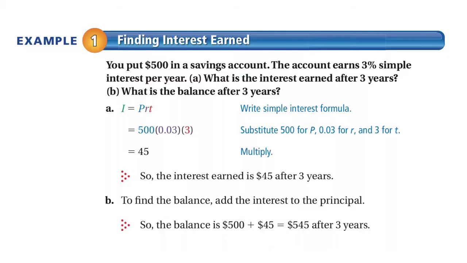What is the balance after 3 years? Well, you put in $500 and they've given you $45 in interest. So you put those two amounts together, bam, after 3 years, you have $545. That's the new balance.